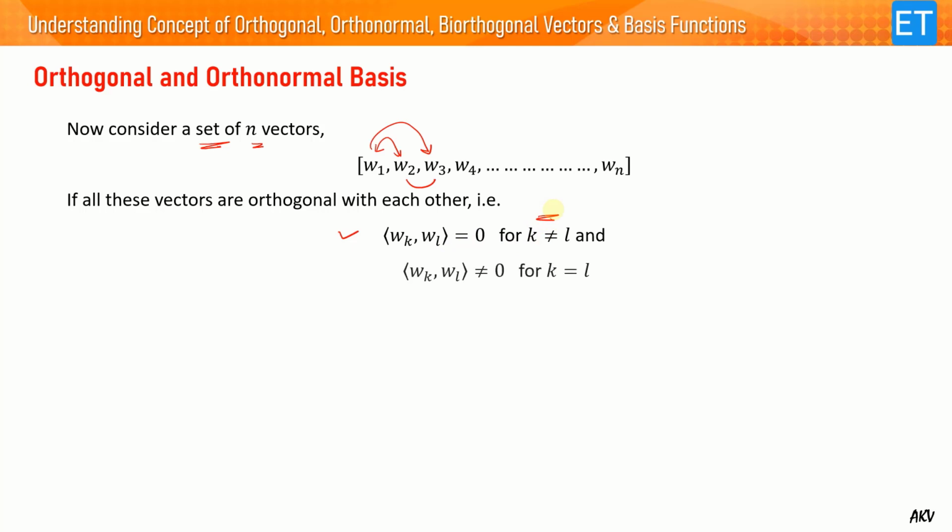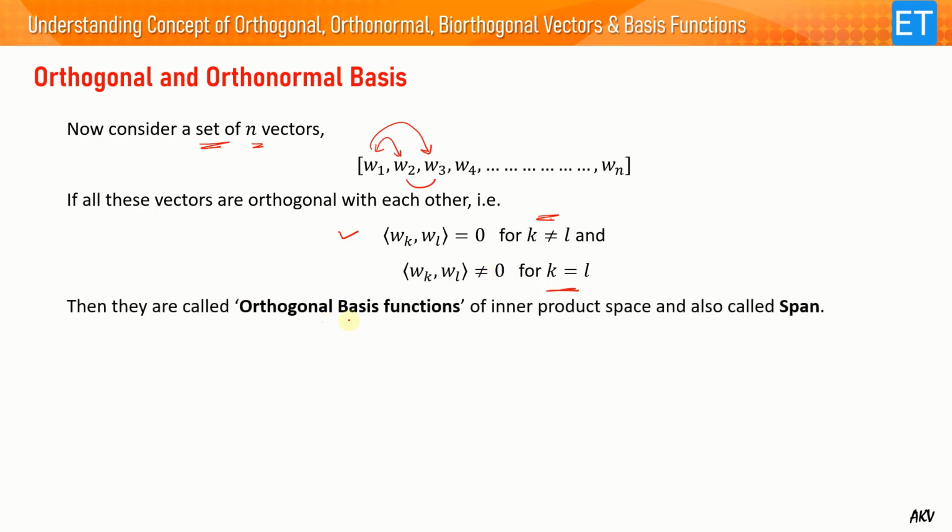So what will happen for the self? I mean when w1 has inner product with itself, that means when k equal to l, this obviously will not be equal to 0. That we have already seen in the axioms. So it will be some non-zero element. These vectors are known as orthogonal basis functions. So all the members of this set are known as orthogonal basis functions, right? They are also known as a span.